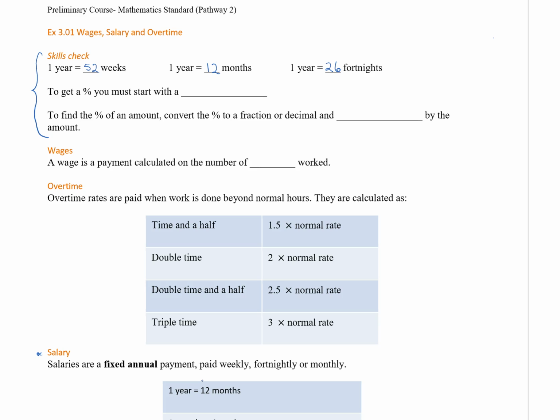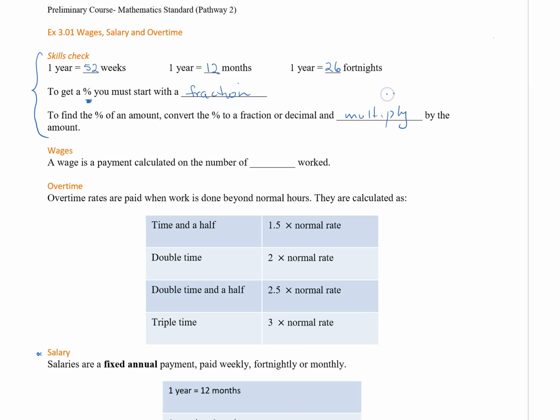You know that to get a percentage, you must start with a fraction. If the question is asking you to find the percentage, then you need to start with a fraction, as opposed to the question that asks you to find the percentage of an amount. Now, these are two very different sorts of questions. If the question is asking you to find the percentage of an amount, you're going to give an amount as your answer. And what you do in that case is you convert your percentage to a fraction and decimal, and then you multiply by the amount.